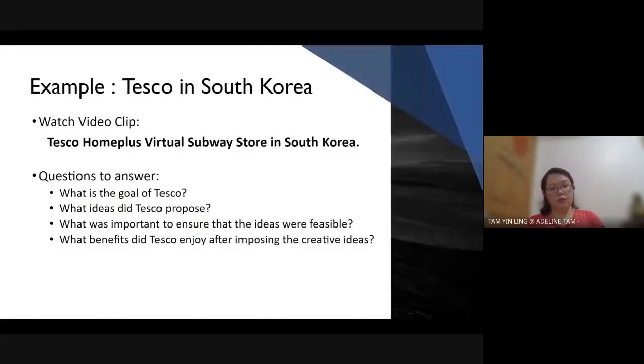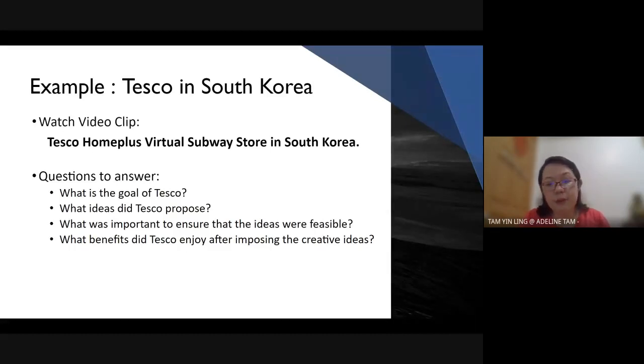First thing, when Tesco went into the South Korea market, they changed their name. For some reason, they wanted to make the name closer to the mind of the local people, so they changed the name. This is one of the strategies we can see here, the name of the company. Besides that, what was the goal of Tesco, remember?